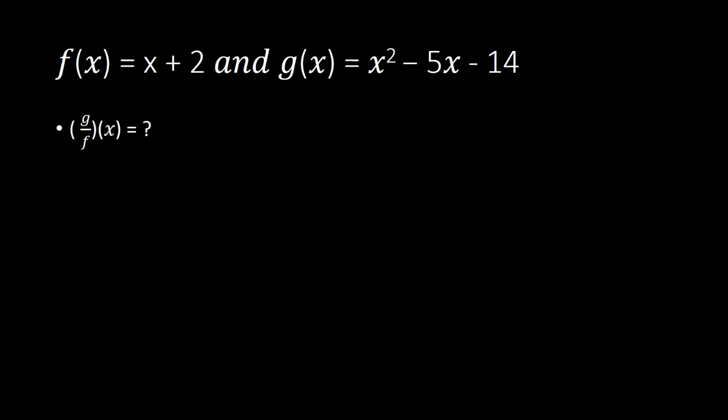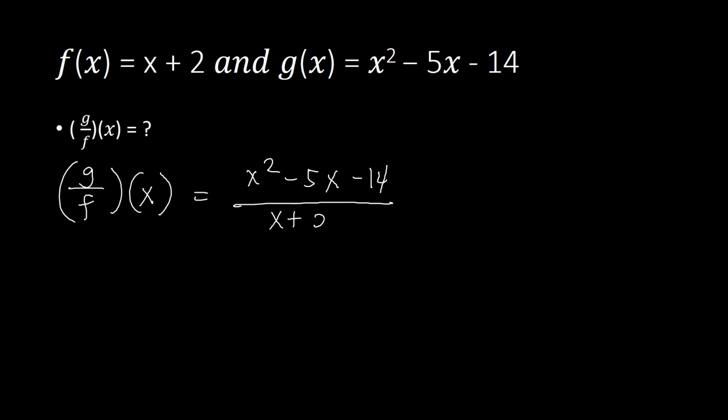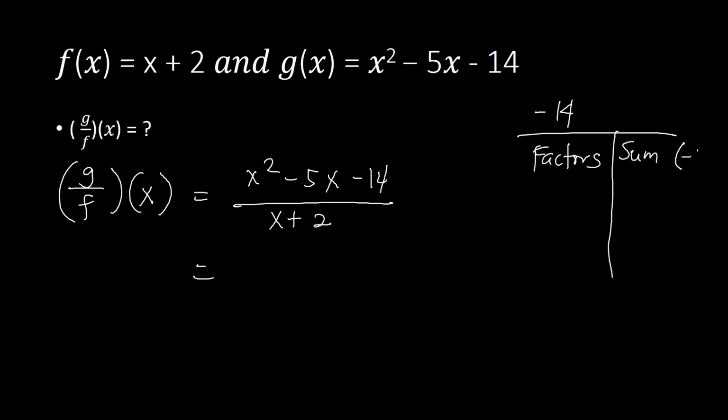So let us now go for the quotient. So we start with g over f of x. Then we have g of x, which is x squared minus 5x minus 14 over x plus 2. Factoring this one trinomial again, so we've got negative 14. Factors of that one, we look for factors. And of course, we'll be adding the sum of the factors so that we can find the sum, which is negative 5.